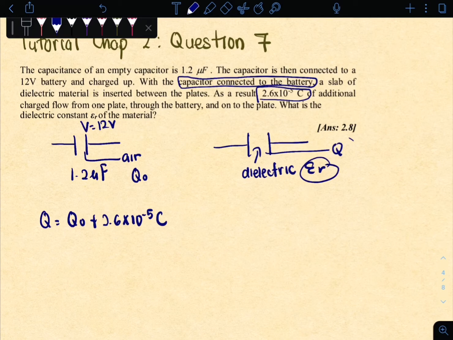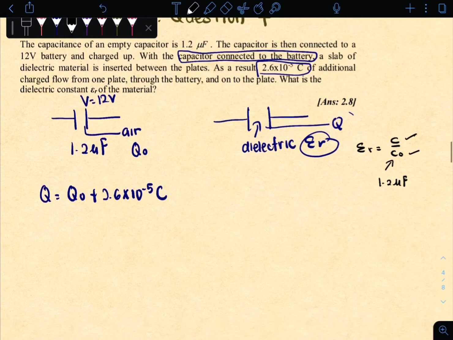As we know, the dielectric constant here, epsilon R, has an equation of C over C naught. So kita perlu tahu nilai C dan juga C naught kita untuk dapatkan epsilon R. Nilai C naught adalah capacitance filled with air, tak ada masalah, diberi 1.2 microfarad. What you need to find is the value of C now. So untuk cari C, apa kita boleh buat adalah berdasarkan informasi yang kamu ada dekat sini, you can actually find your C.